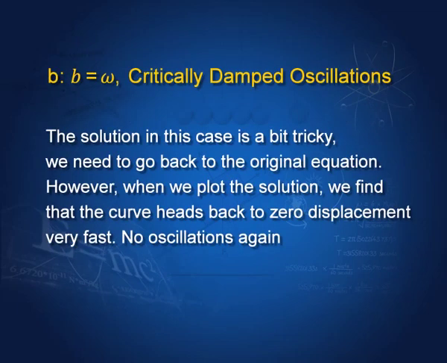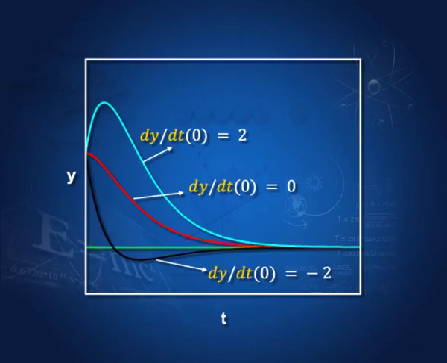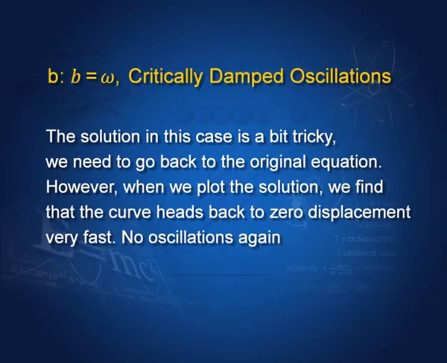Then b could be equal to omega. This is called critically damped oscillations. And if b is equal to omega, then those two roots are equal. For this purpose, the solution is not easy. We have to go back to the original equation and then solve it. Anyway, don't worry about the solution. What we have is that the displacement just dies down very quickly, it comes to 0. So, no oscillations again take place.